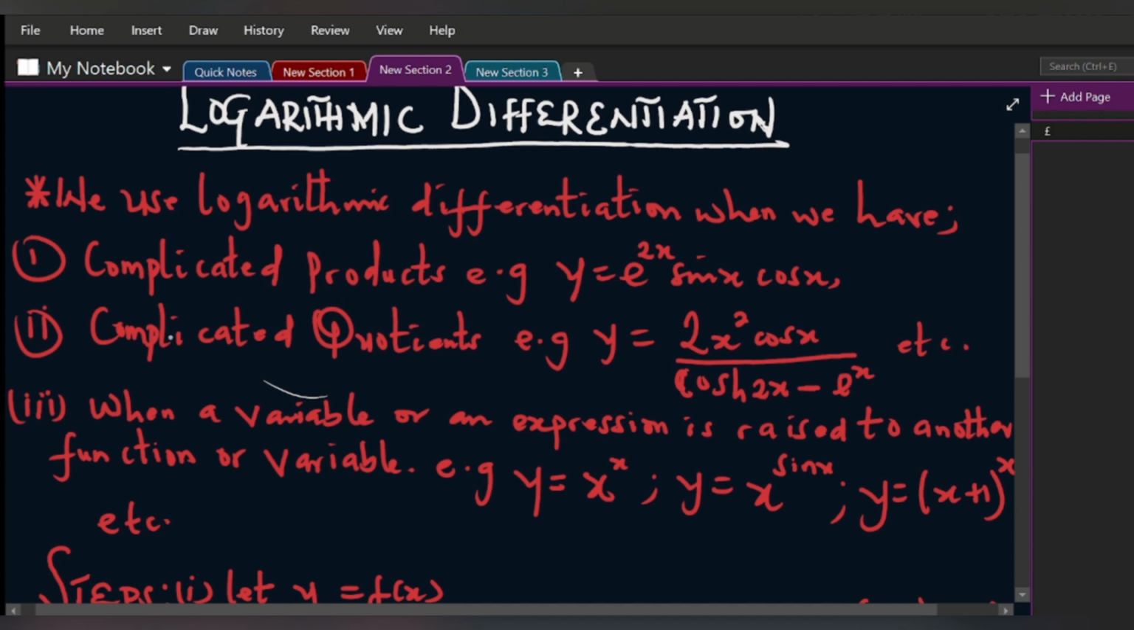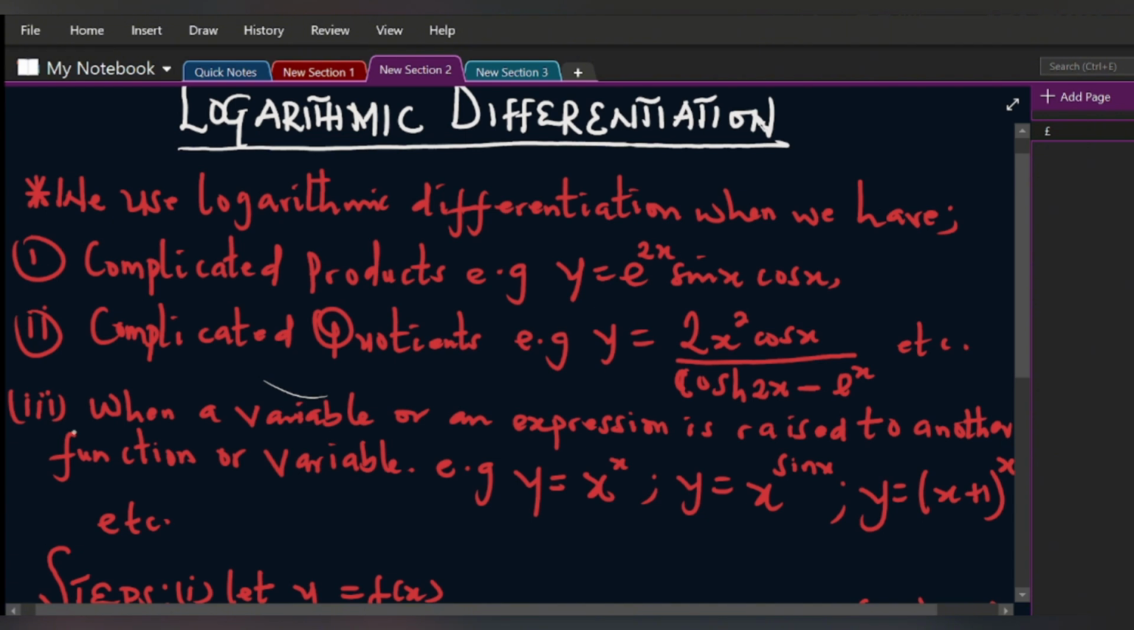Case two, when we have complicated quotients, something like this: 2x squared cos x over cosh 2x minus exponential x. Cosh 2x is a hyperbolic function. Cases like these are complicated quotients. It is complicated because the denominator is not a single term, it is multiple terms separated by a difference in between, cosh 2x minus exponential x.